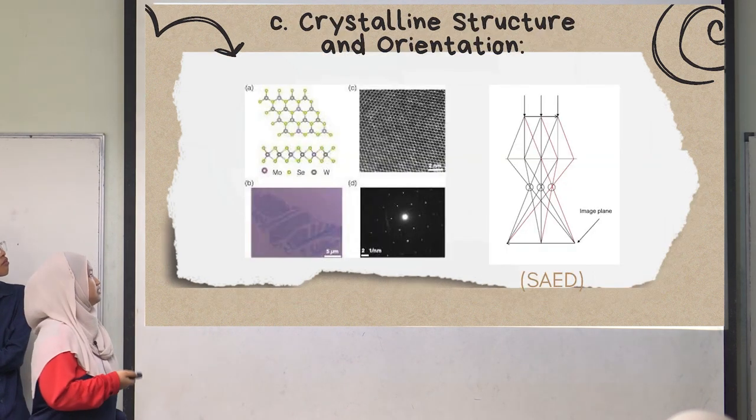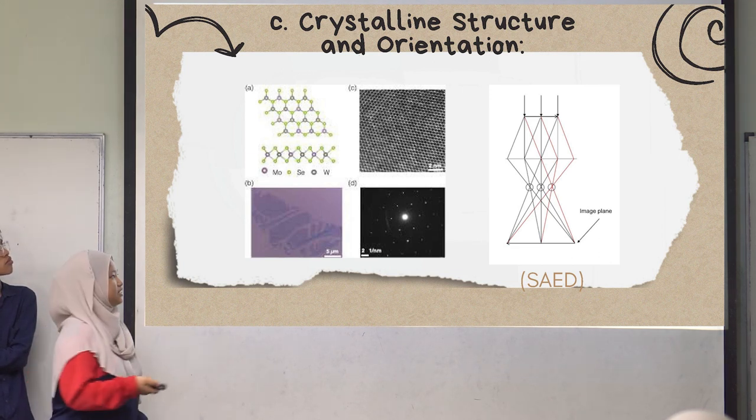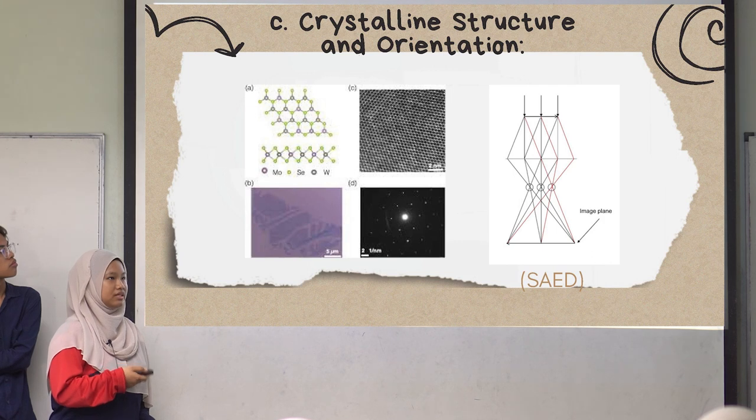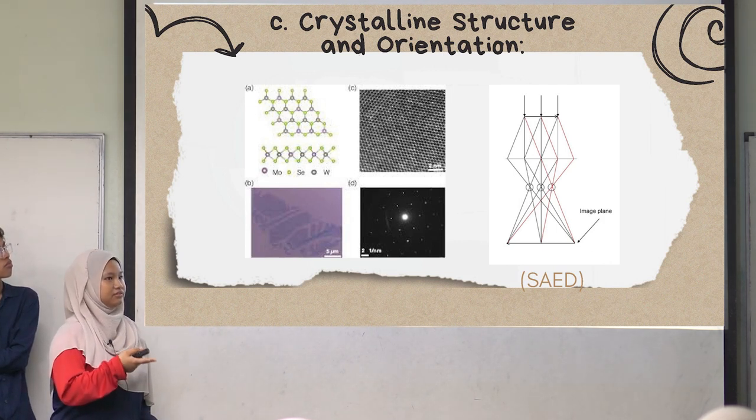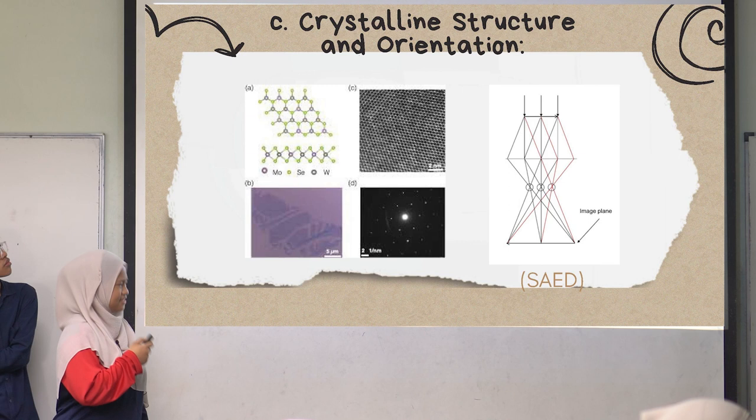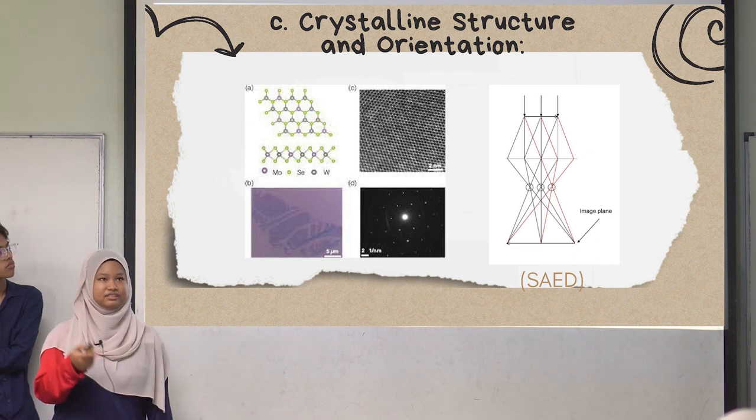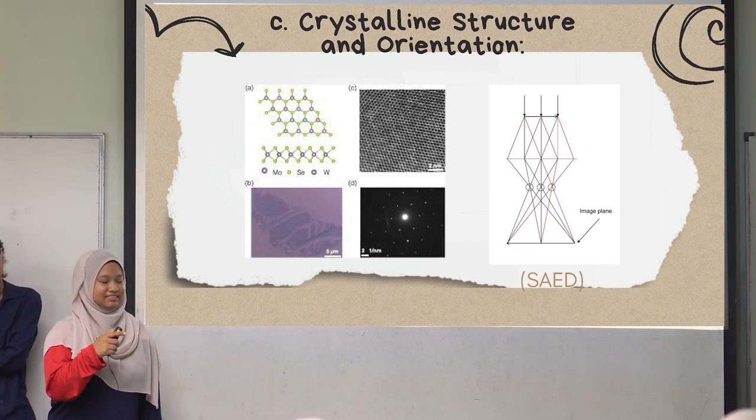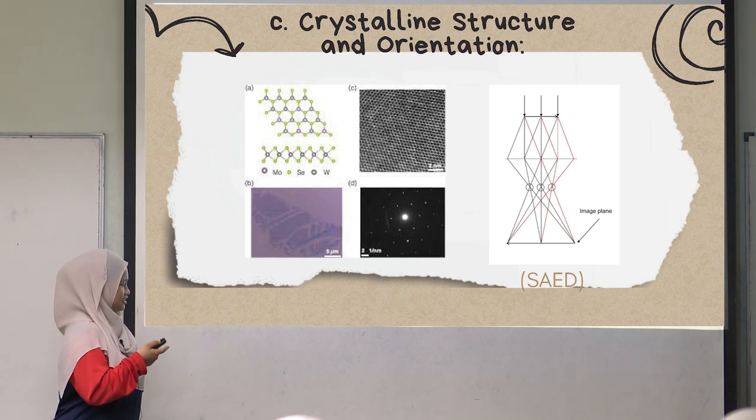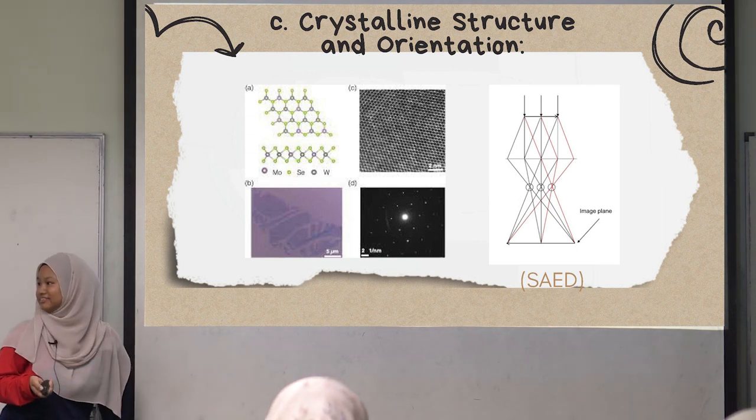Lastly, we will get to determine the crystalline structure and orientation. How can we determine it? By using the SAED. SAED stands for selected area electron diffraction. This SAED pattern will help us reveal the orientation and the symmetry of the crystallites in the individual nanoparticles. So that's all from me.